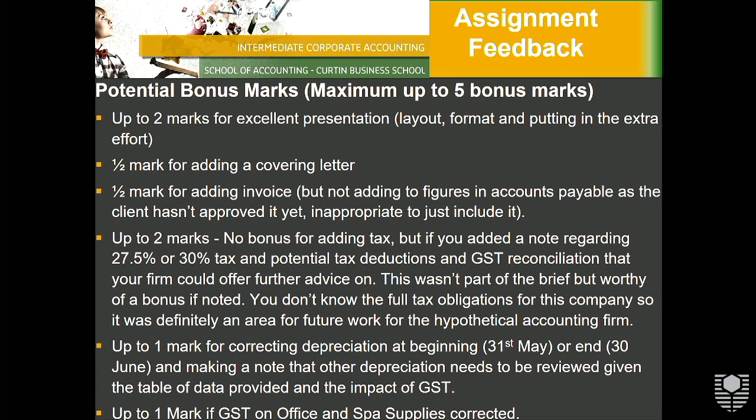There was no bonus for adding in the tax, but if you added in a note regarding the tax and potential that you can do potential work for them in regards to tax. GST needed reconciling as well, definitely needed reconciling. If you did a basic rec, when you look at the revenue and the expenses, and you looked at the amount of GST that was there, it didn't quite reconcile.